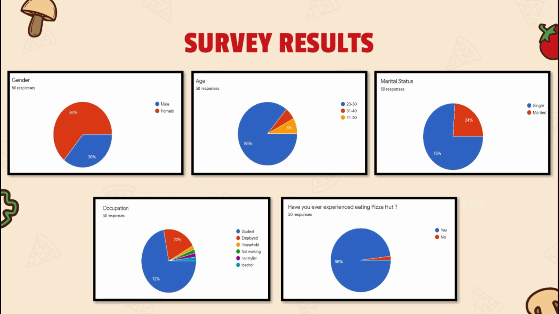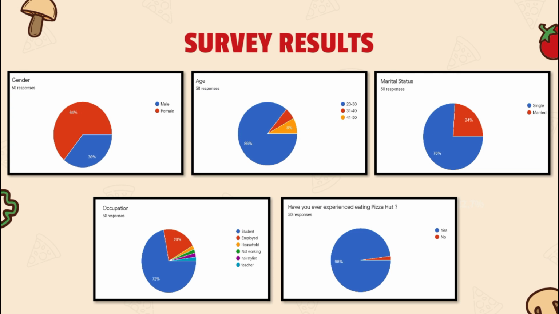So I will continue with the survey results. The first graph shows gender. Female have 64% and male have 36% of the 50 respondents. The next graph is age: 20 until 30 have 96%, 31 until 40 have 5%, and 41 until 60 years old have 8%.